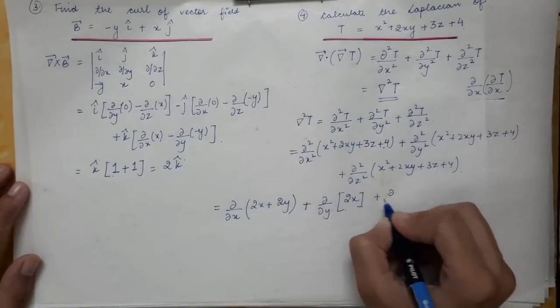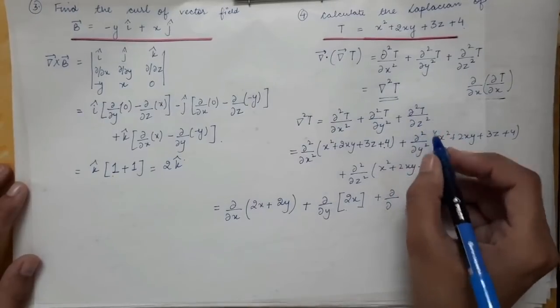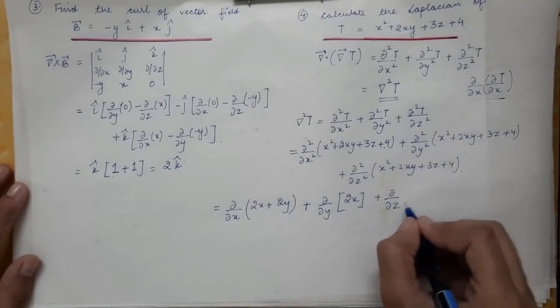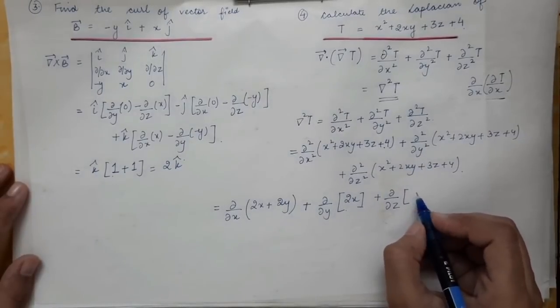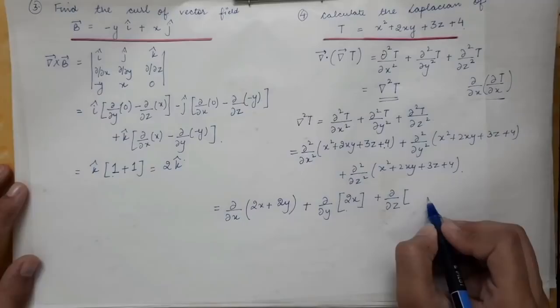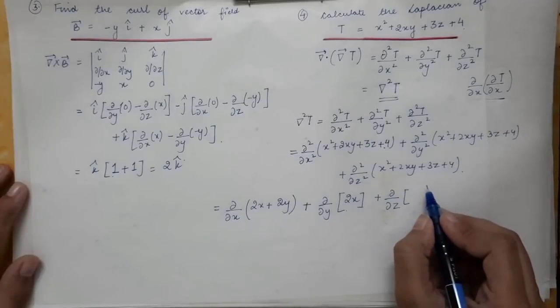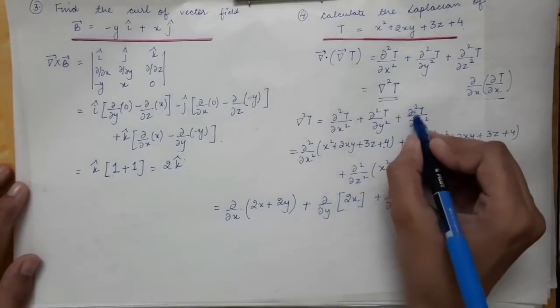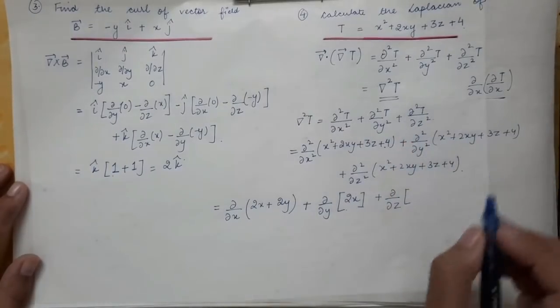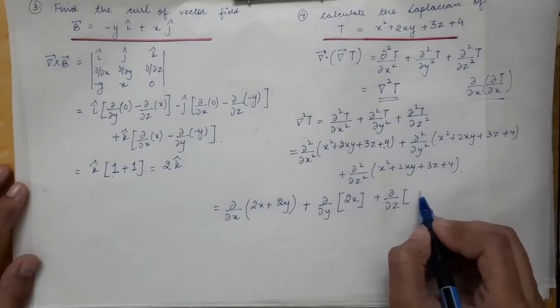And at last we have del square by del z square. So del by del z will be taken out. We first have to do del t by del z, and then we will do the derivative of del t by del z with respect to z. So that will give us del square t by del z square. So first of all we have to find del t by del z.